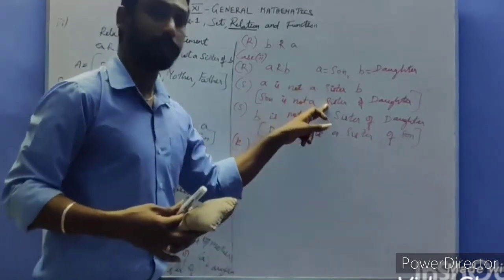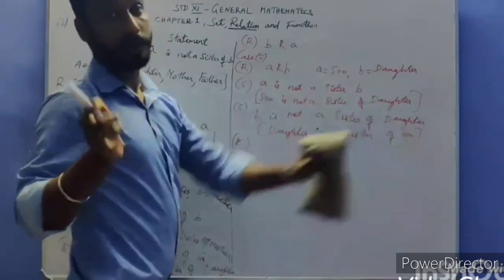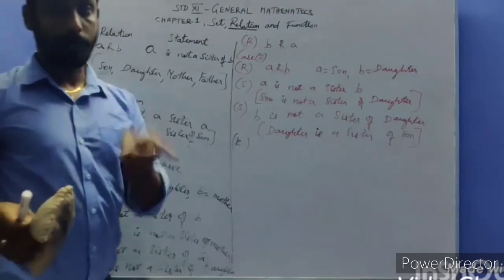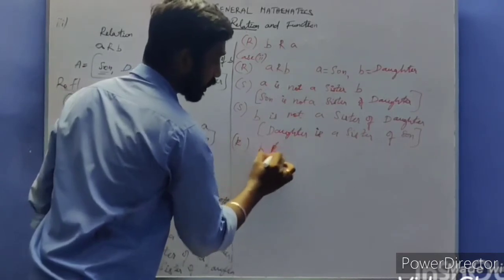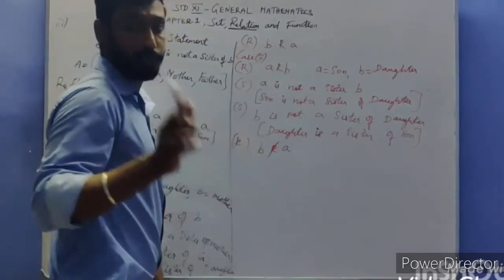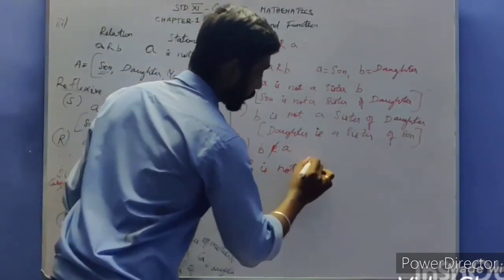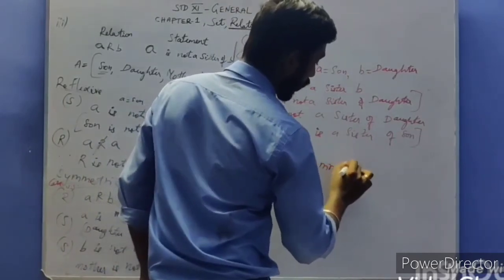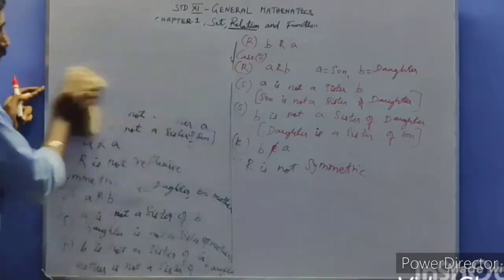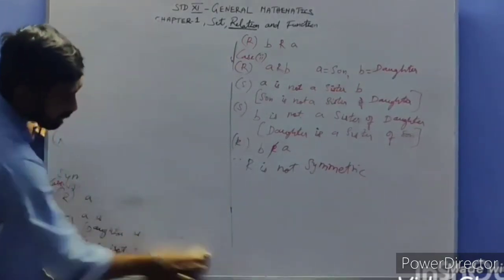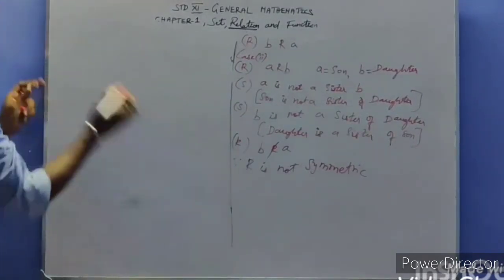Okay, one statement will be correct, another statement will be wrong. As I already told you, if any one statement is wrong, then B is not related to A. If one statement is not correct, you write R is not symmetric. Then we see the transitive. In this type of question we use case 1, case 2 for your clarification. So next sum, the transitive we have to find out.